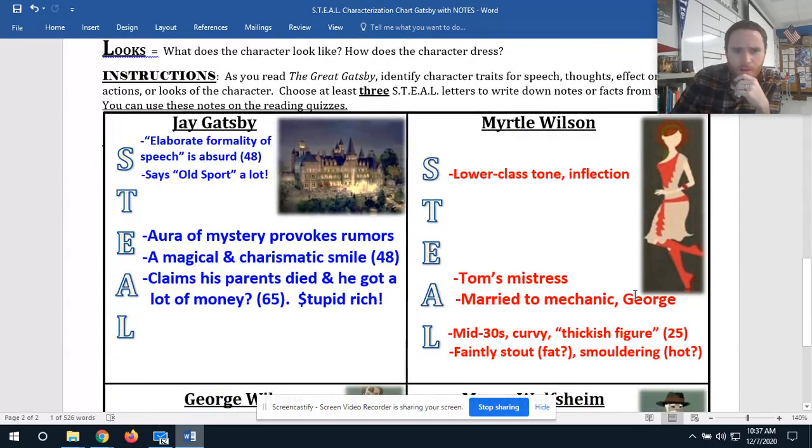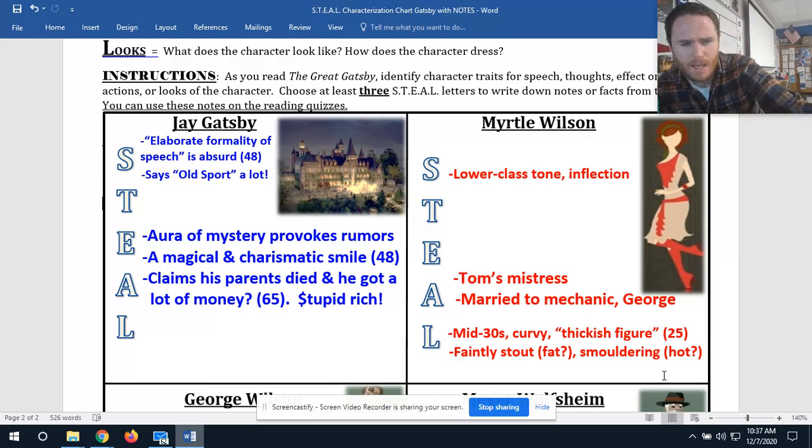All right, on the next part, we've got Gatsby's characterization. We don't learn much about Gatsby till chapter 3. He has an elaborate formality of speech, and Nick describes it as just missing being absurd on page 48. He says old sport a lot, and he has an aura of mystery, but it provokes a lot of rumormongering. He has a magical and charismatic smile that's described on page 48, and he claims on page 65 his parents died and he got a lot of money. Does that mean he inherited money? I'm not sure about that story.